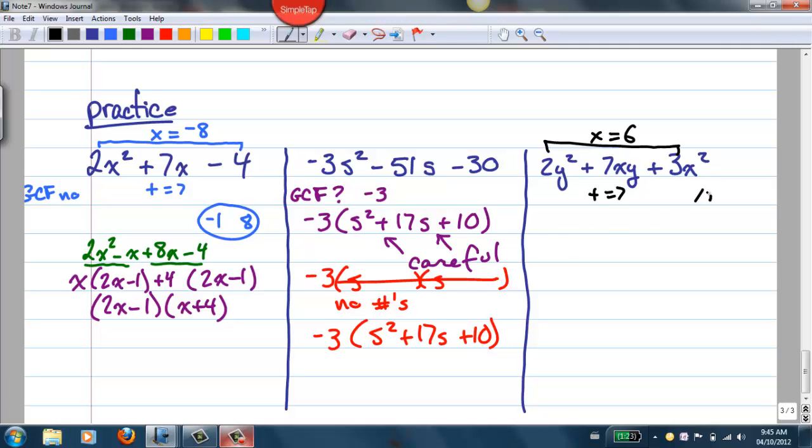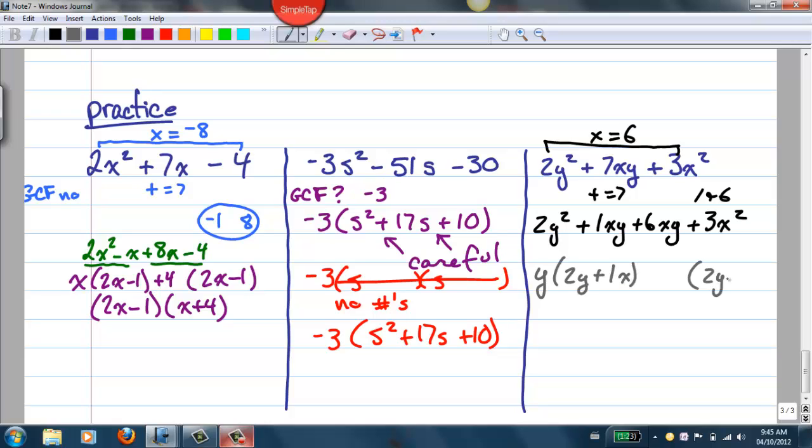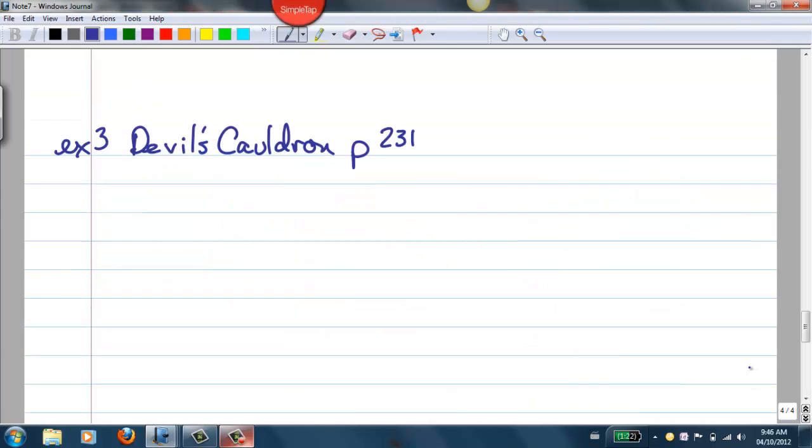In the last one, the product is 6, the sum is 7, so the numbers are 1 and 6. I break up the middle term. Factor by grouping again. So in this case, y is common. That leaves us with 2y plus 1x that I write a second time. I fill in the empty space with the 3x because 3x times 2y is 6xy. And I make up my factors.